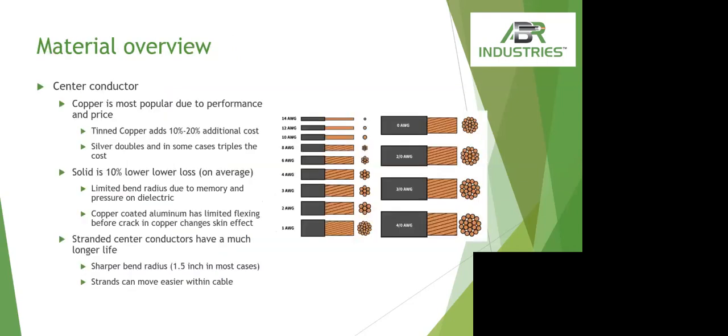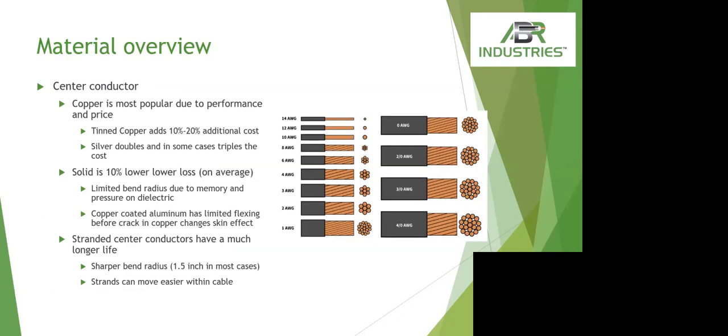So the next thing we're going to look at is the center conductor of the coax itself. As you can see, copper is the most popular. It's out there, plentiful, easy to produce, easy to mill, and very, very easy to recycle as well. Tin copper can be used, and in some cases we do that with stranded centers to make it easier to solder to. That adds about 10 to 20% though of the cost of the overall product.